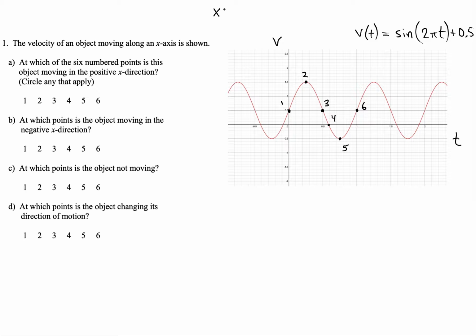So x of t will be the antiderivative of the velocity function. Okay, so I'm gonna find that now. And then we'd also like to find a of t. But a of t will be the derivative of this function.